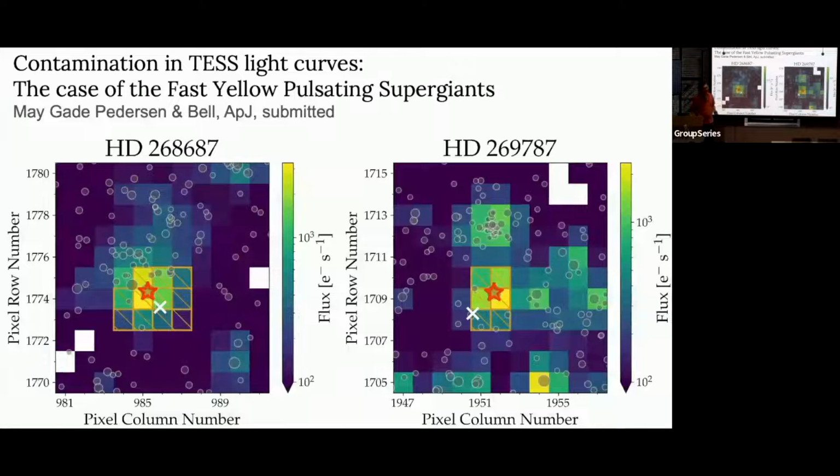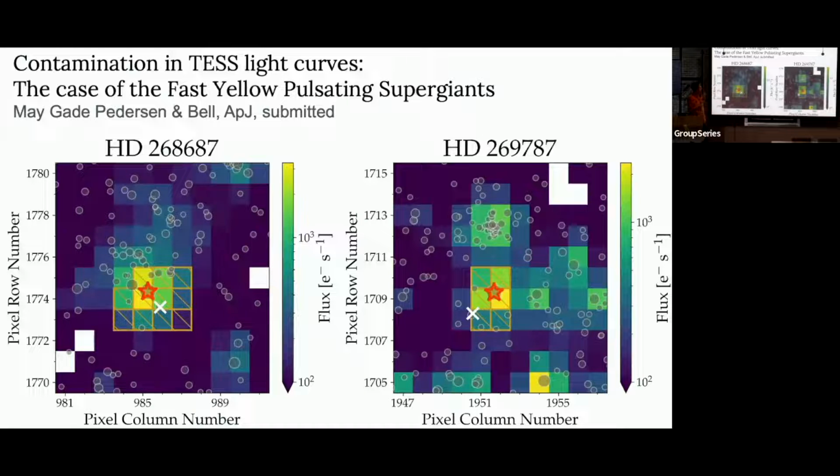Okay, an important consequence of this: one study with TESS extracted a bunch of light curves for supergiants and claimed that those yellow supergiants are rapidly pulsating. We took a look at this data set and found that when we apply our TESS localization tool to this, in every case that we can localize a signal that was claimed for these pulsating supergiants, the signal came from a different source. So if you think that fast yellow pulsating supergiants are a real class of pulsating star, I think that the evidence leans against that right now.